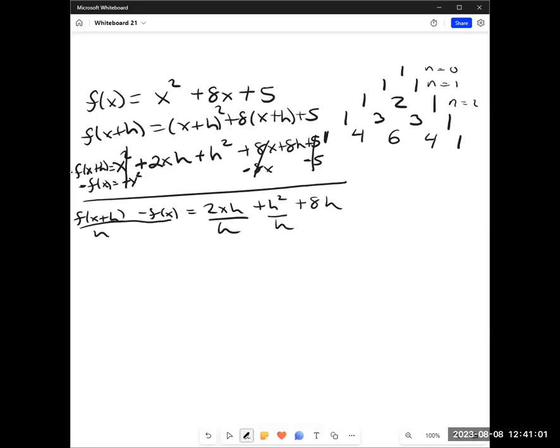So let's just divide everything by h, and we get that the difference quotient on the left-hand side here is equal to 2x plus h plus 8, and we know that h can't be 0. It's okay that the difference quotient ends up with h's inside of it sometimes. In linear functions, all those h's are expected to go away. But in nonlinear functions, those h's are expected to stick around and be part of your answer.